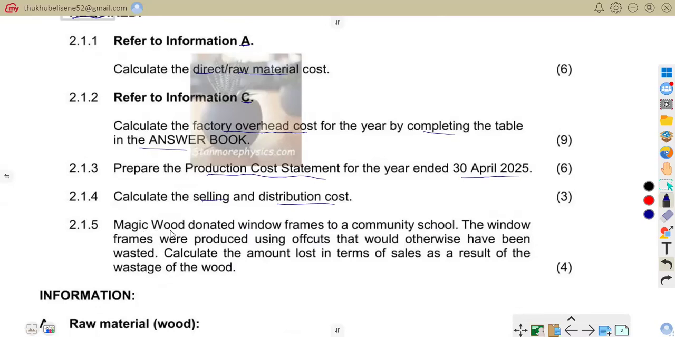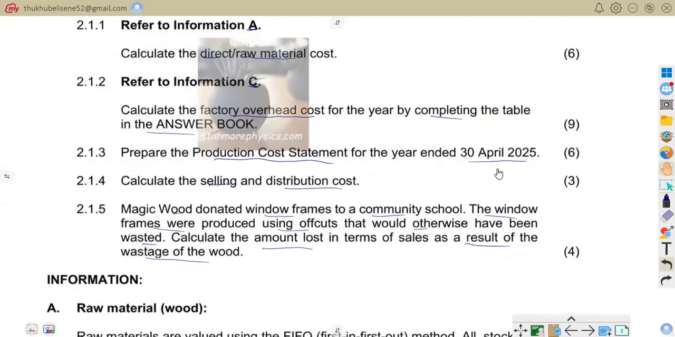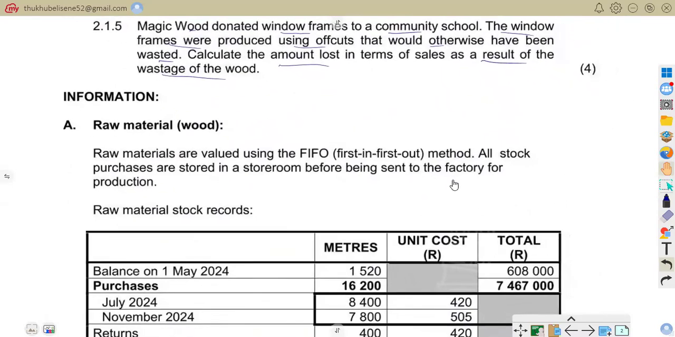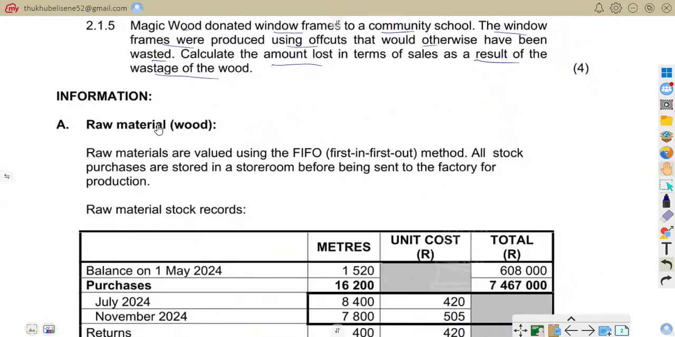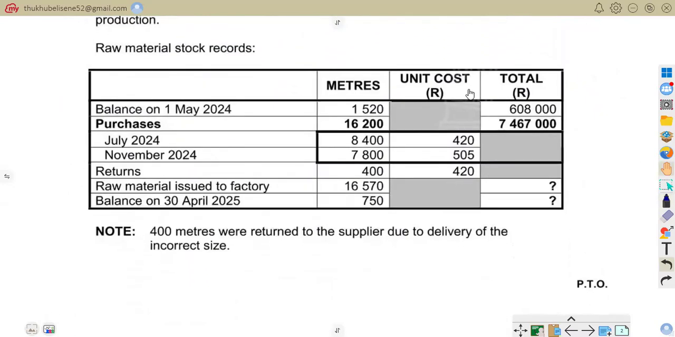2.1.5, it says, Major Good donated window frames to a community school. The window frames were produced using wood that would otherwise have been wasted. So calculate the amount lost in terms of sales as a result of wastage of the wood. So here is the information that we're asked to refer to. As you can see, we have information A. This is our information A.